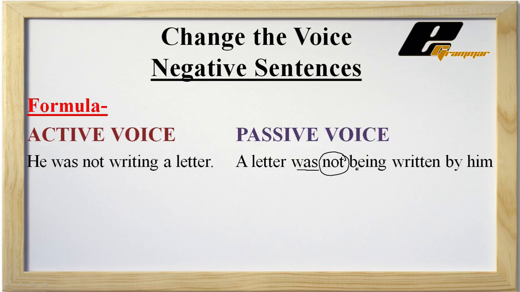After not, we have to use this word compulsory, being. Then the third form of the verb. In active voice our verb is writing. In the passive voice we have to use the third form of the verb. This form is also known as past participle form. Then this word by is compulsory in passive voice, we have to use it. And then comes him, he becomes him. Understood? See the formula for this.